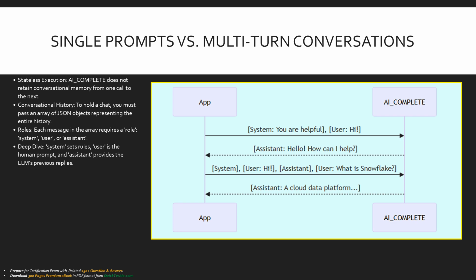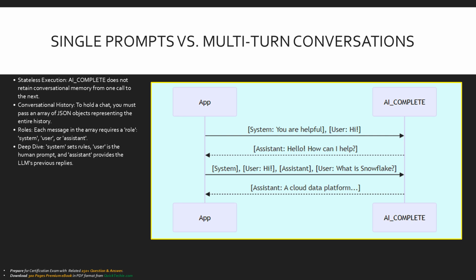Within this array, every message must be tagged with a specific role. The system role is used at the very beginning to give the AI its persona and background instructions. The user role represents the prompts submitted by the human. Finally, the assistant role represents the past responses generated by the LLM. By feeding this chronologically ordered array back into the function, you give the LLM the context it needs to provide a seamless, stateful conversational experience.